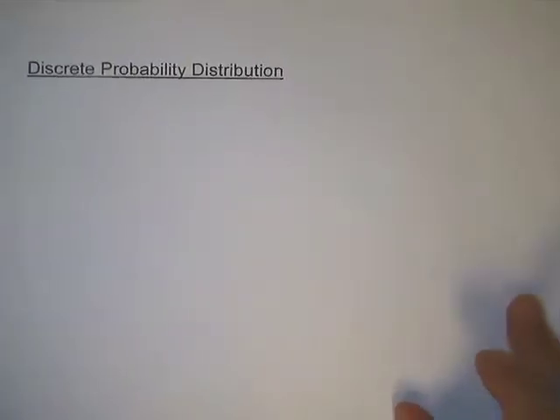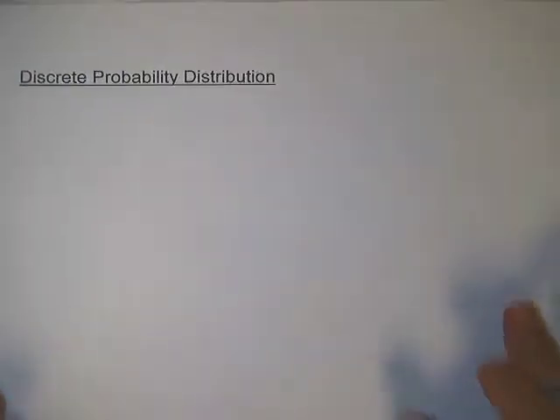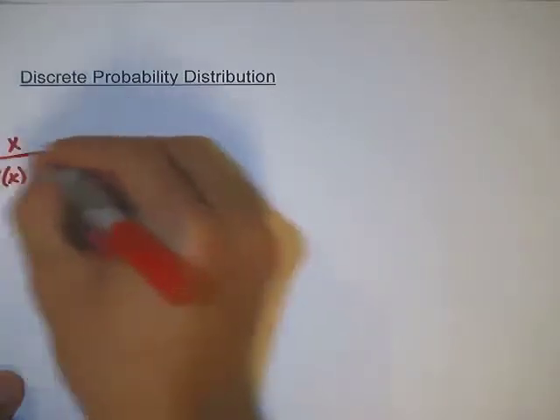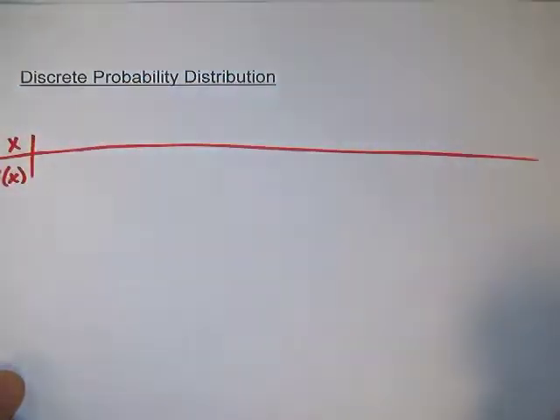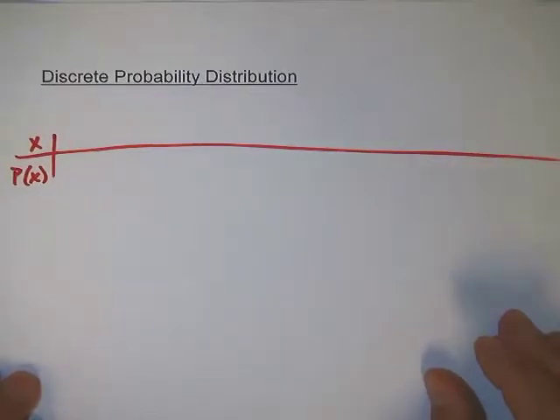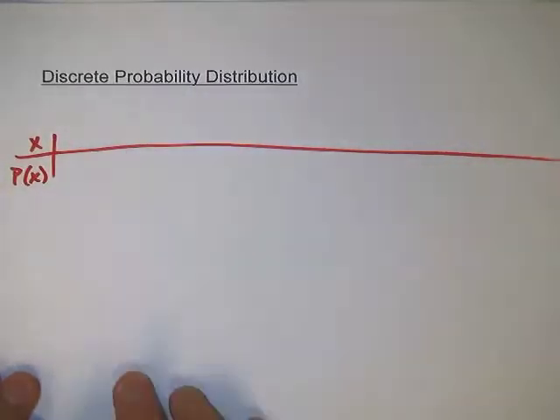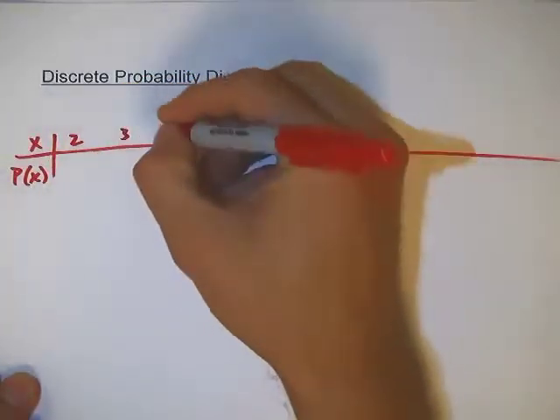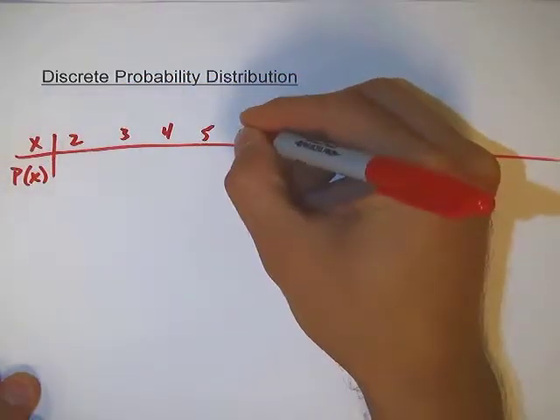Now if we want to make our probability distribution, so this is a discrete probability distribution, what we're going to do is have 2 columns. We're going to have x, and we're going to have the probability of x. You can also draw it as a vertical table, but I'm going to draw it as a horizontal table. So then what I'm going to put here are the different possible values of x.